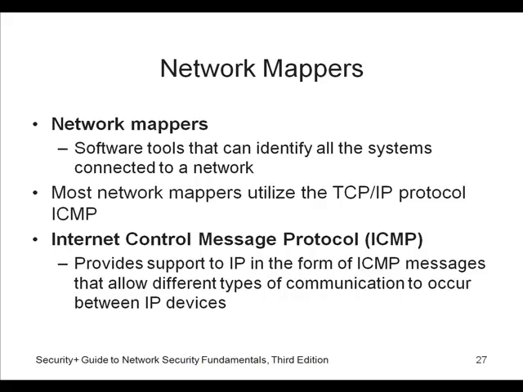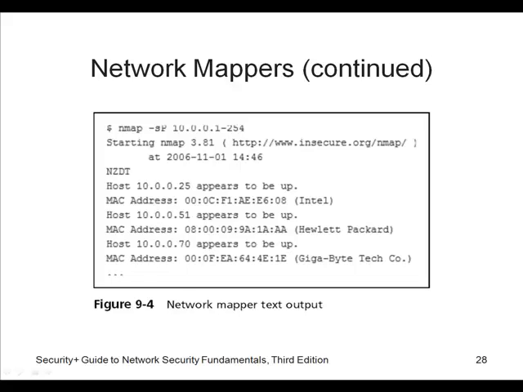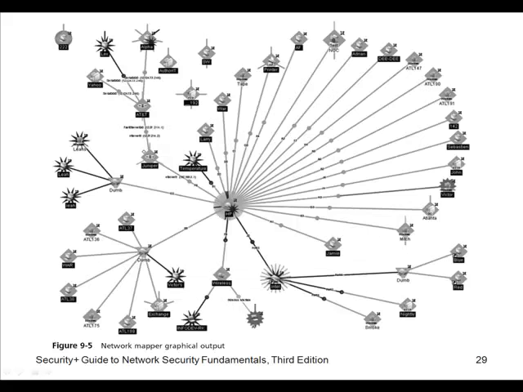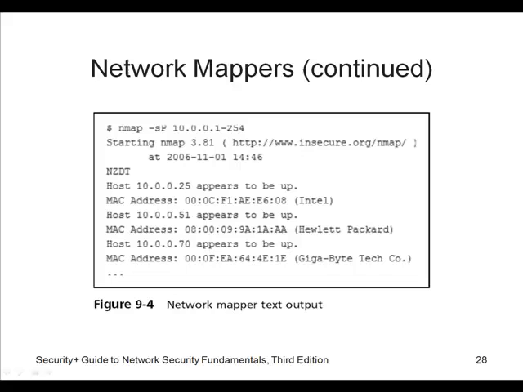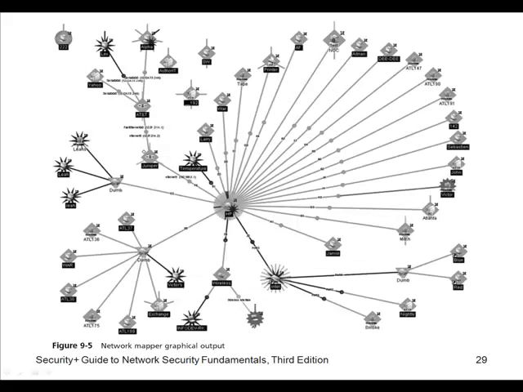ICMP is more than just ping and ping reply. ICMP has like 16 different flags in it, so you can use it for a number of different things. Ping and trace are the ones that we know from it. This is a network mapper text output, and this is a network mapper visual. This one actually means more than this one, doesn't it? It gives you a much better idea of what's going on with these things.